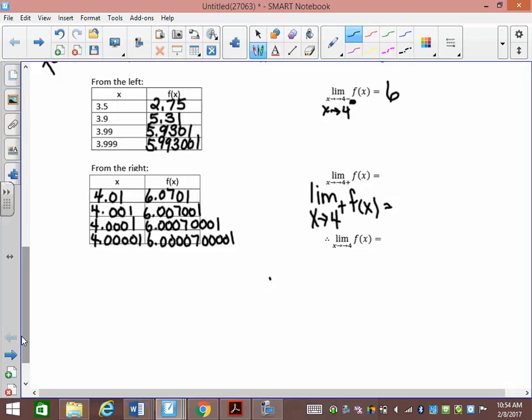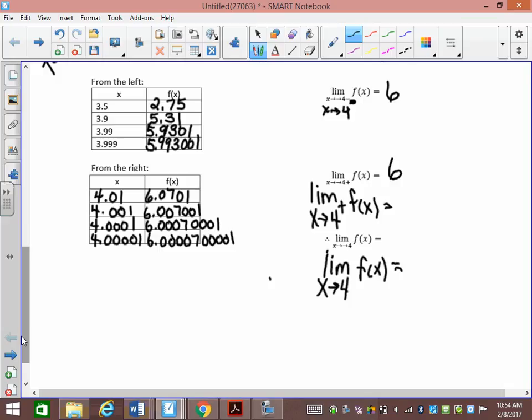6. Now this is the big deal. You can have a limit approaching from the left, and you can have an answer to a limit approaching from the right, but you might not have an actual answer to the limit approaching that value completely. The only way you get an answer for this, the limit as x approaches 4 of f of x, that's just the ultimate limit.